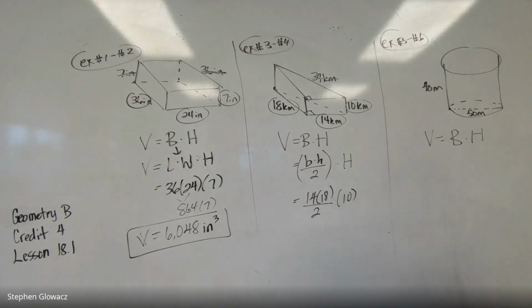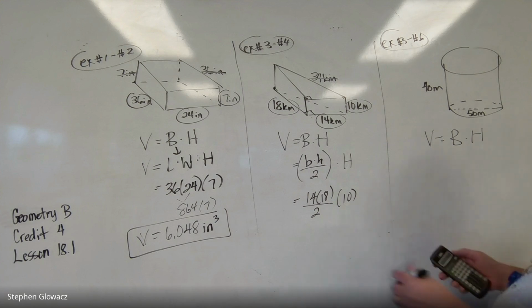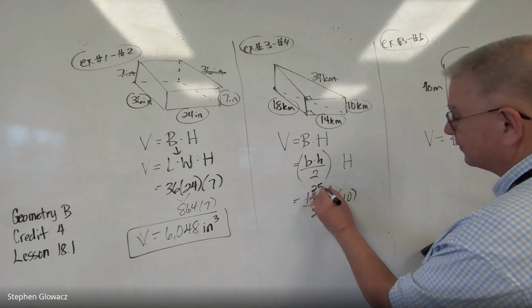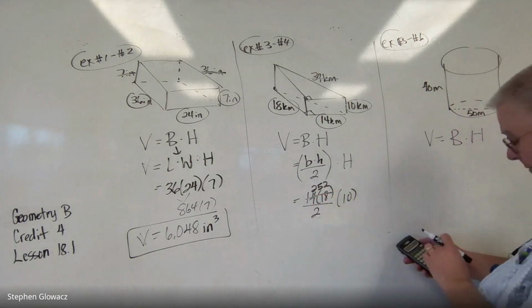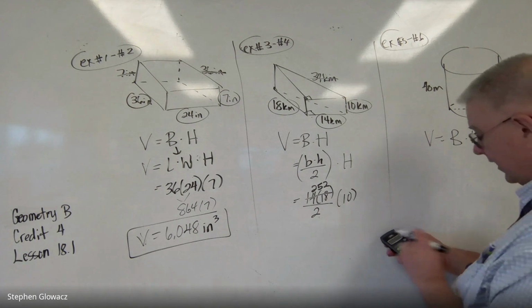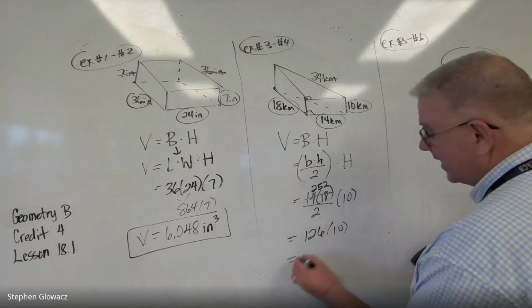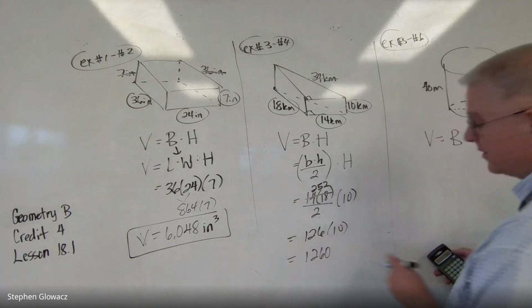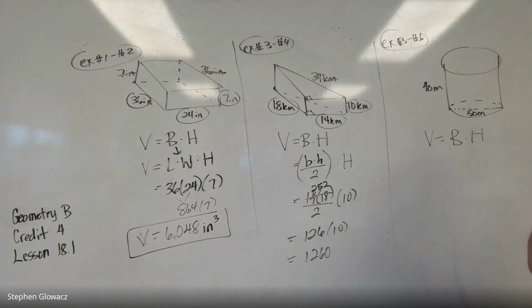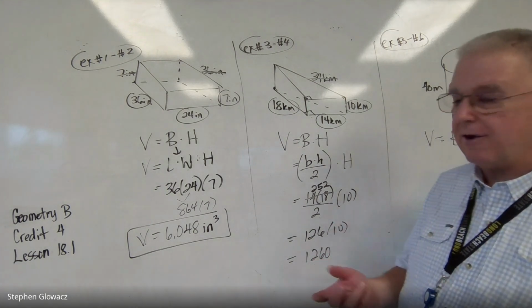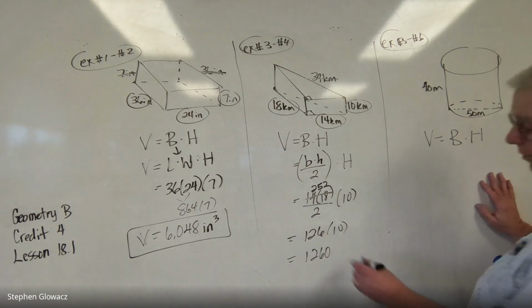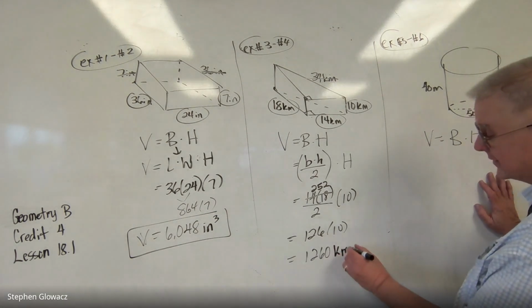We have 14 times 18, which is 252. And then we're going to divide that by 2. We get 126, times 10 is 1,260. And once again, whenever we're doing volume, or later on in the credit surface area, we always want to include the unit, which in this case is kilometers.